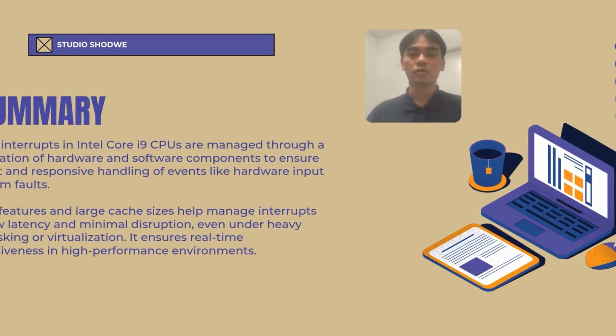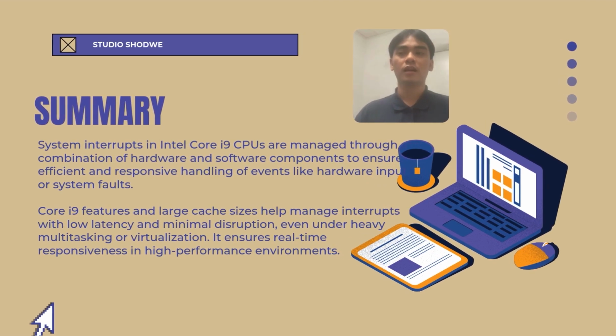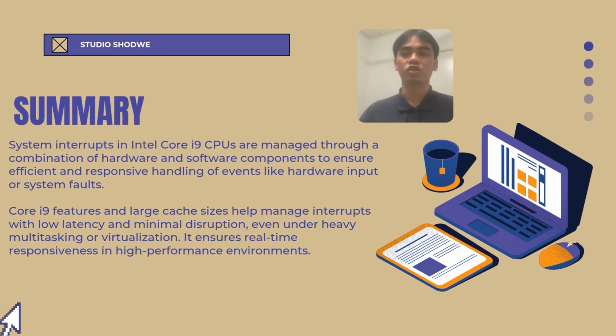So we've come to the end of our presentation, which is the summary. System interrupts in Intel Core i9 CPUs are managed through a combination of hardware and software components to ensure efficient and responsive handling of events like hardware input or system faults. Compared to unicore, Core i9 features and a large cache size help manage interrupts with low latency and minimal disruption, even under heavy multitasking or virtualization. It ensures real-time responsiveness in high-performance environments.